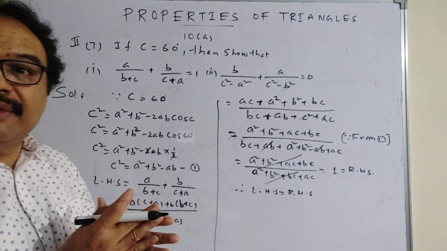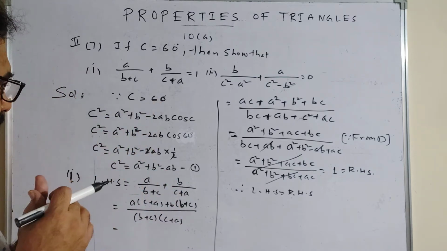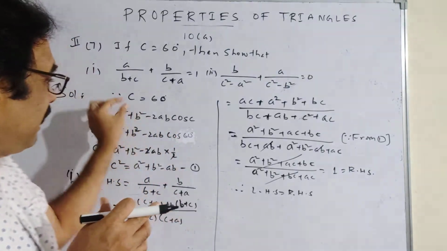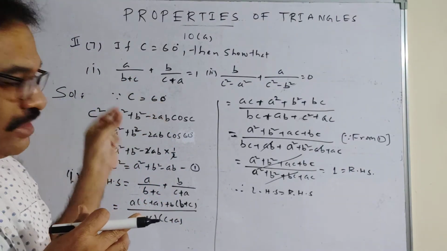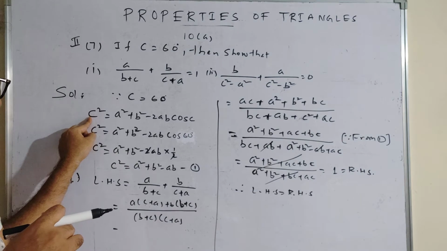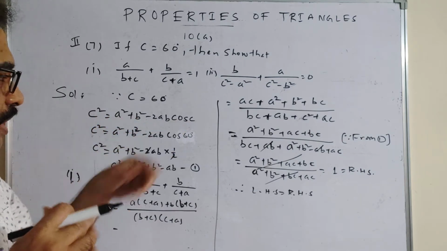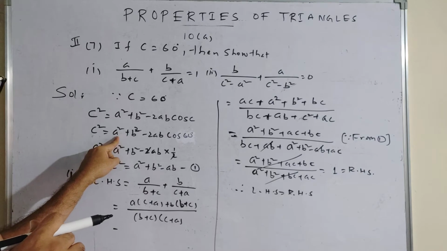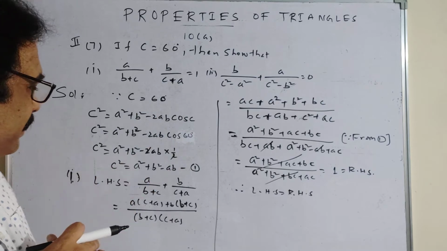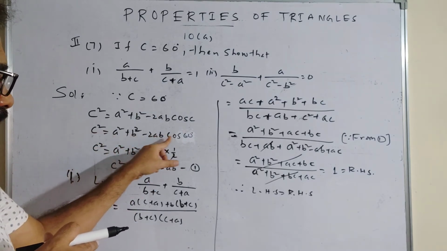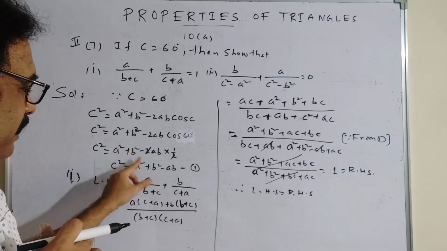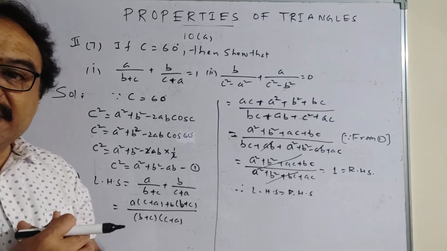Now let us observe very carefully. C is equal to 60 degrees. We know from the cosine law, since capital C is 60 degrees, its opposite side will be measured with small c. We know that c square is equal to a square plus b square minus 2ab cos C. In place of capital C you substitute 60 degrees, so c square is equal to a square plus b square minus 2ab into cos 60, which is 1 by 2. The 2 and 2 get cancelled. c square is equal to a square plus b square minus ab. Keep this as result 1.